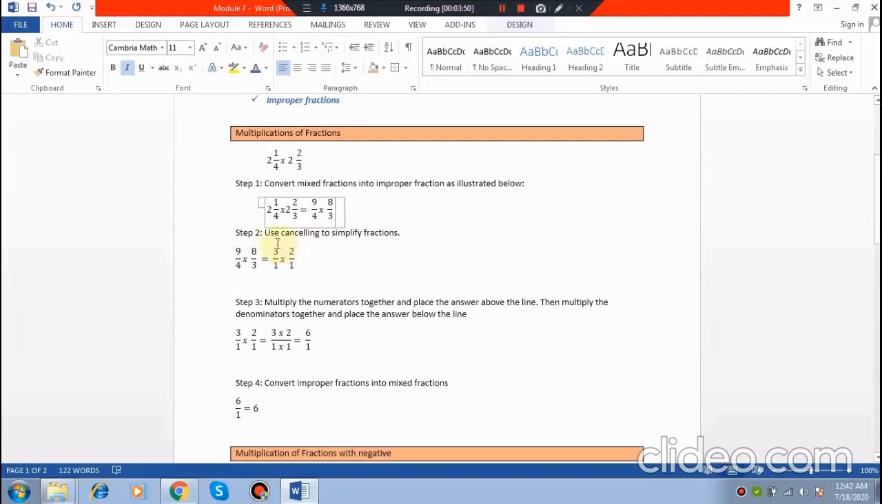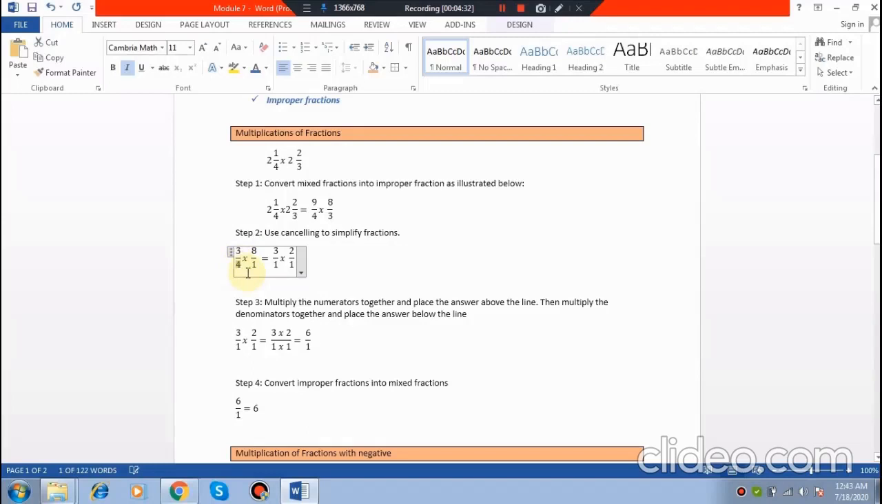Then what's the next step? The next step is to use cancelling to simplify the fraction. It's very easy. We need to simplify these improper fractions. These are your denominators at the bottom, and those are your numerators, the numbers on the top. So we want to simplify these numbers. 3 into 3 is 1. 3 into the numerator 9 is 3.